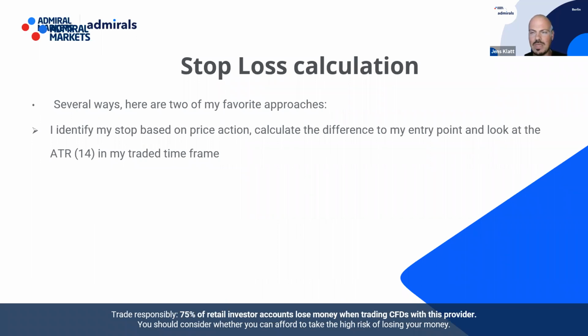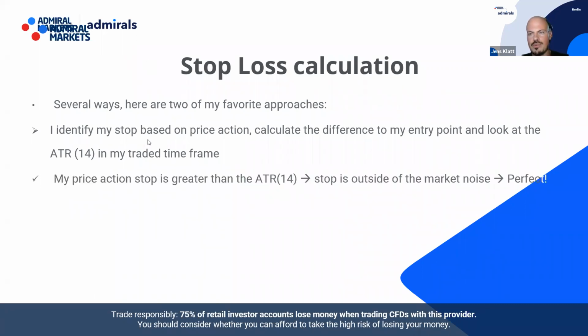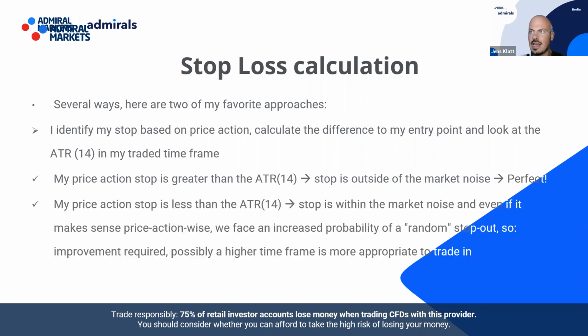So your stop might be too tight in this context, because your price action based stop is 25 points, while the average range shows you that the volatility, or the noise, in the market is 30 points. So your stop is probably too tight. If my price action stop is greater than the ATR, then the stop is outside of the market noise and it's perfect. Or, as I just illustrated with this example, my price action stop is less than the ATR, then the stop is within the market noise.